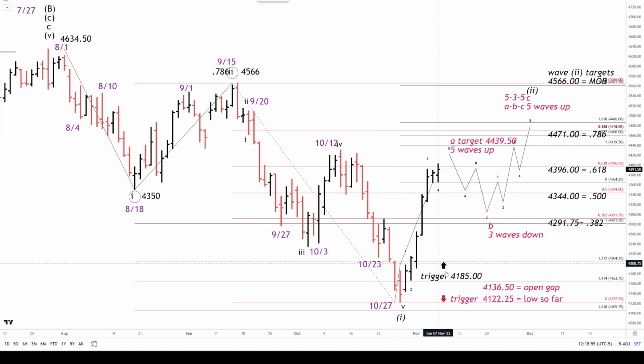Okay, our triggers and targets are working out great. You can see our trigger here was 41.85 way back here. Okay, and it gave us these targets here: the 382, the 500, the 618, and the 786. It hit the 618 today. This is a daily chart, so that's over 200 points worth of gains that we caught with our trigger and targets. That was our upside trigger.